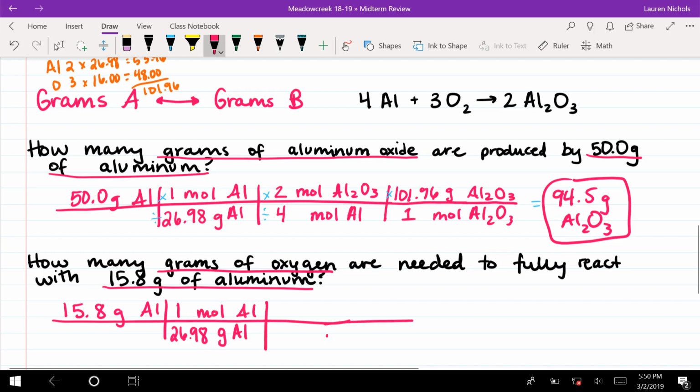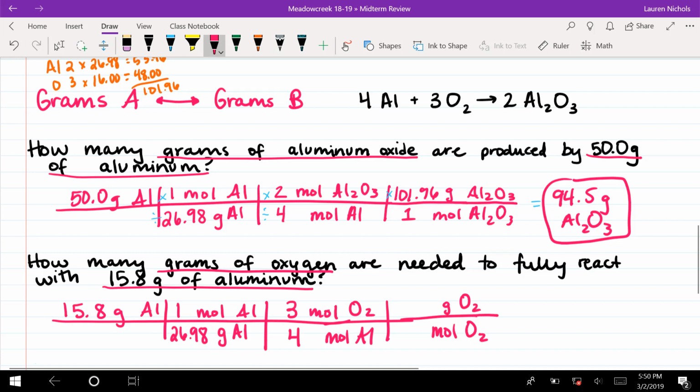We repeat our pattern and put moles of aluminum on the bottom. And this time we go to our balanced chemical equation. We put a 4 moles there. We put our 3 moles of oxygen on the top. We bring down moles of oxygen and switch to grams of O2.